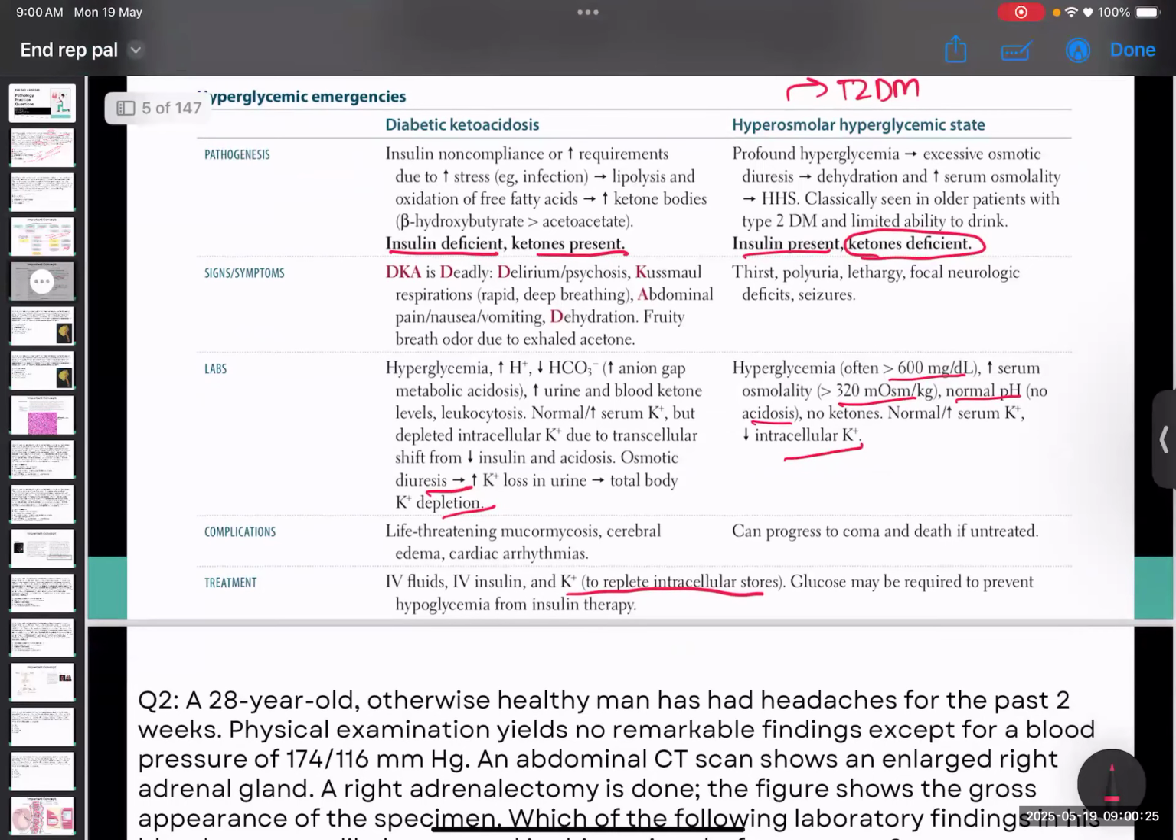And complications are that both of these can lead to significantly life-threatening cerebral edema and death, and cardiac arrhythmias, particularly in this one, because again, you're losing potassium and that can have an effect on your heart. So treatment is by giving them two large-bore IV lines of fluid. Start by giving them insulin, replete their potassium stores, and also give them glucose because you want to prevent hypoglycemic coma.